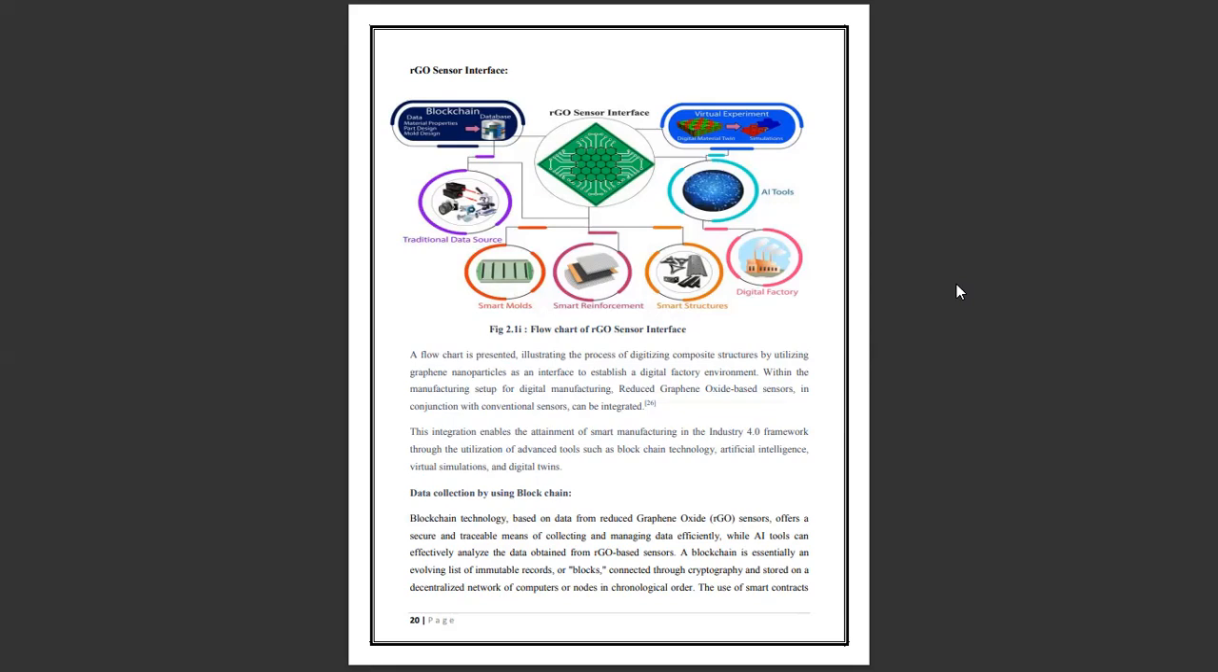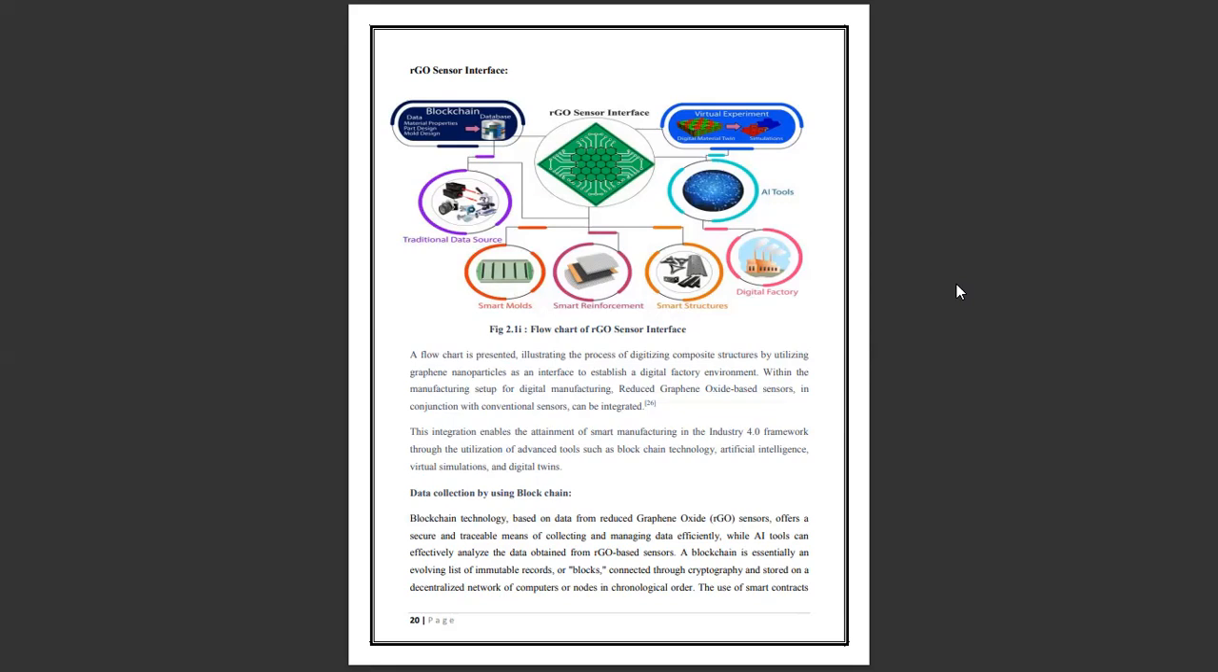Next point is data collection by using blockchain. How do we collect data by using blockchain? Blockchain technology based on the data from reduced graphene oxide sensors offers us a secure and traceable means of collecting and managing the data efficiently.